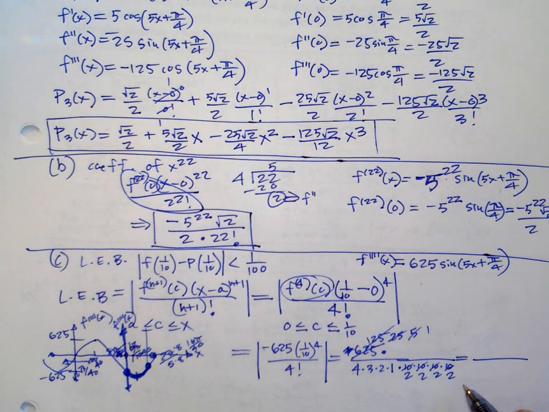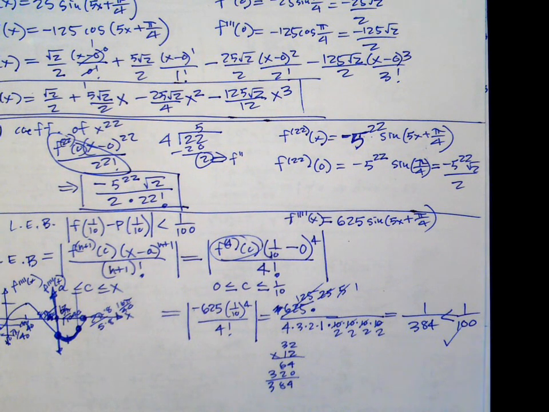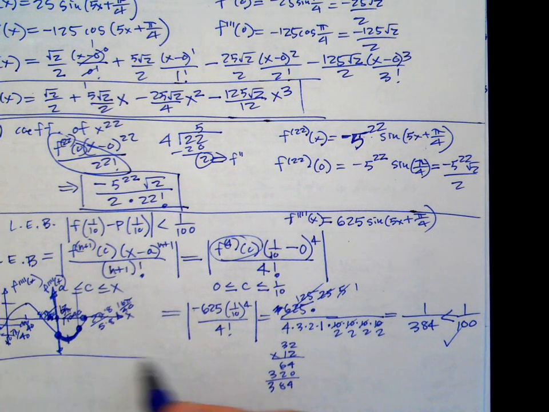Okay, well, that's going to be 12 times 2 to the 5th. 2, 4, 8, 16, 32. 4, 6, 0, 2, 3, 6, 8, 3. So this is 1 over 384, which is for sure less than 1 over 100. And we've proven it. Oh my gosh.